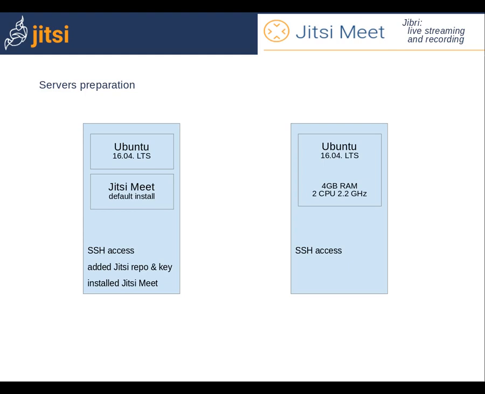On the second server we also have Ubuntu 16.04. It's a clean install. The server is with 4 GB of RAM and 2 CPU cores at 2.2 GHz. It could run with 2 GB of RAM, but we chose to be on the safe side. Unlike the Jitsi Meet server, on the Jibri one, it's not the network bandwidth that is the critical resource, but the CPU and RAM. We can use SSH on both servers.